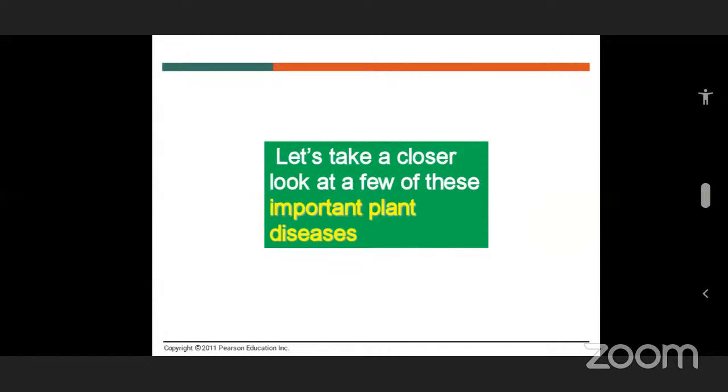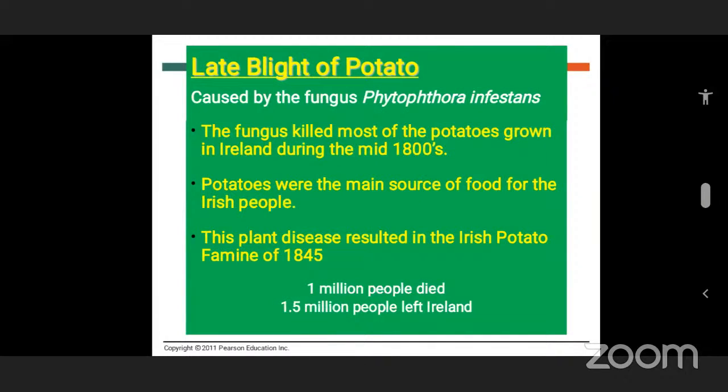Let's take a closer look at a few of the important plant diseases. Late blight of potato is caused by Phytophthora infestans. It also caused the Irish famine. The fungus killed most of the potatoes grown in Ireland in the mid-1800s. Potatoes were the main source of food for the Irish people, and this plant disease resulted in the Irish potato famine in 1845. Nearly 1 million people died, and more than 1.5 million people left the island and migrated to different countries.